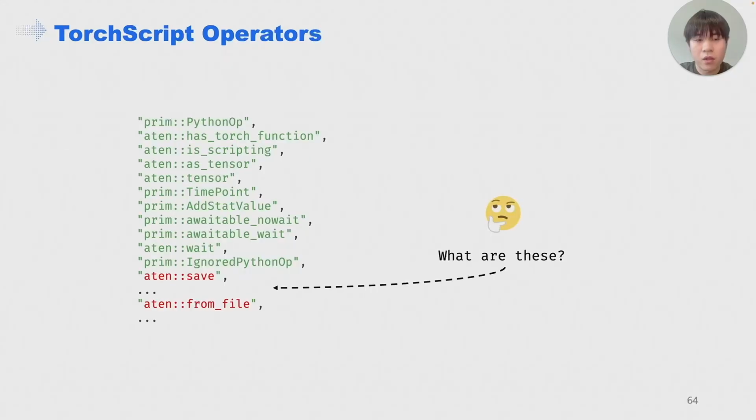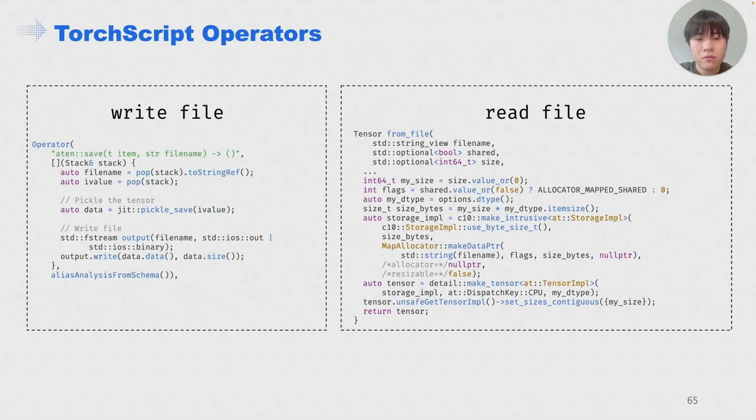During our code audit of these operators, we discovered two interesting operators, save and from_fill. Here we can see the corresponding implementations of these two functions. The save function will save a specified value as a model to a specified field. This can lead to arbitrary field write.